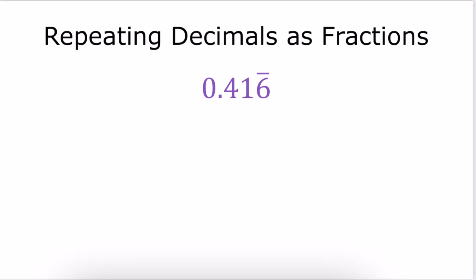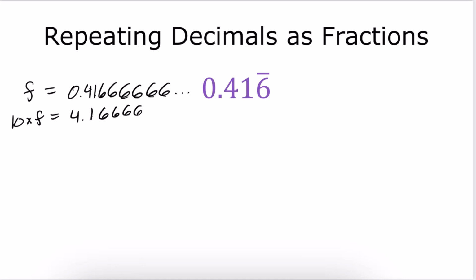So if I have this decimal that is 0.416666666666 repeating forever, the way that I would want to convert this into a fraction is I would say, okay, I'm looking for the fraction that this is equal to. If I multiply that fraction times 10, I would get 4.1666666. If I did 100 times this fraction, I would get 41.666666.